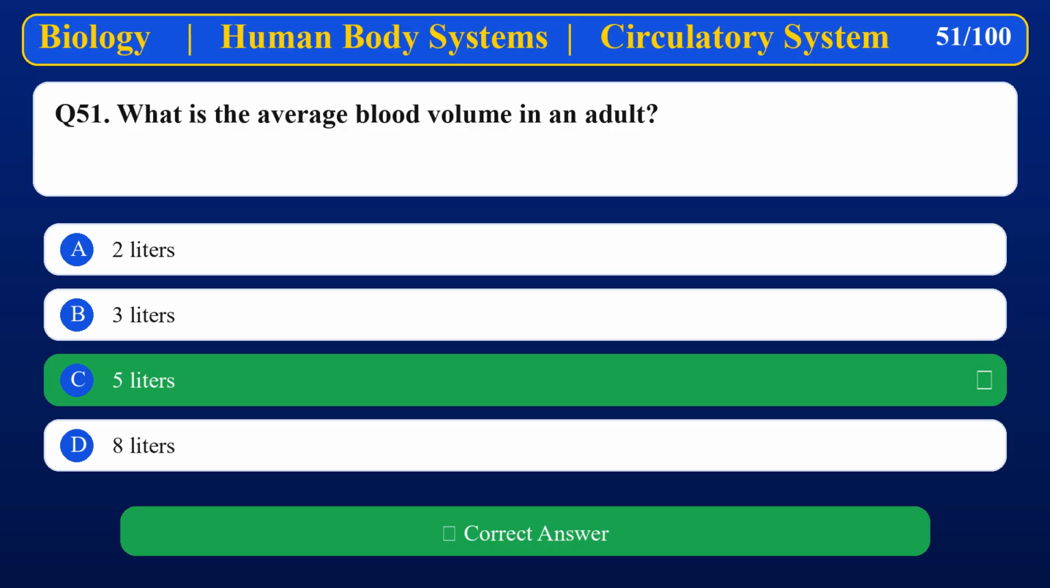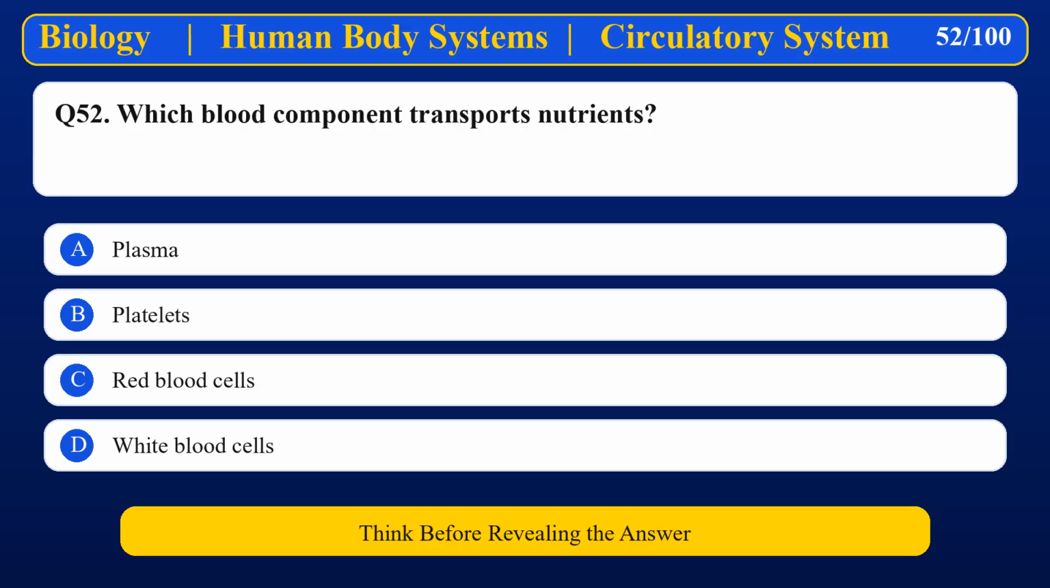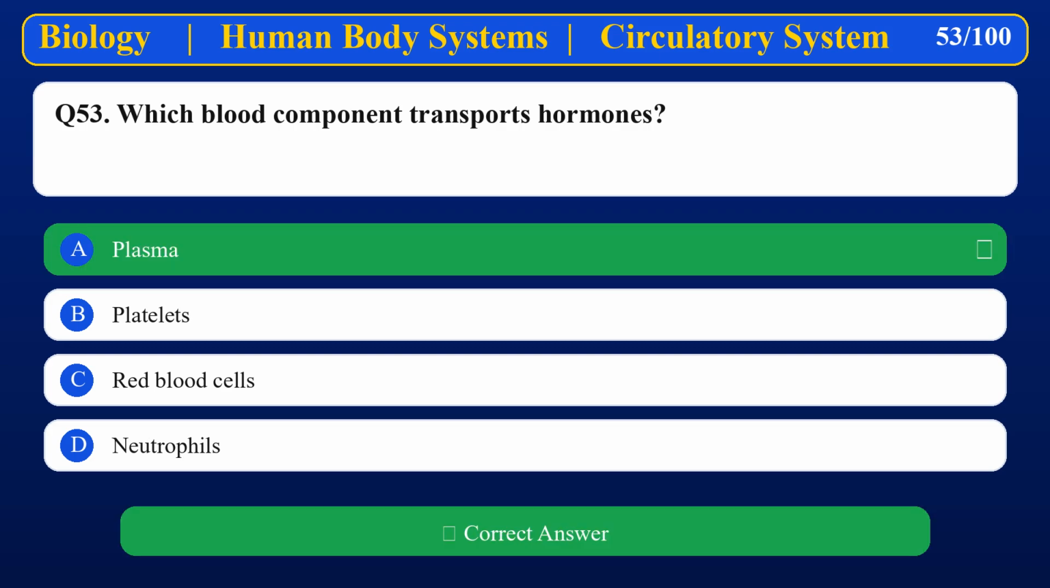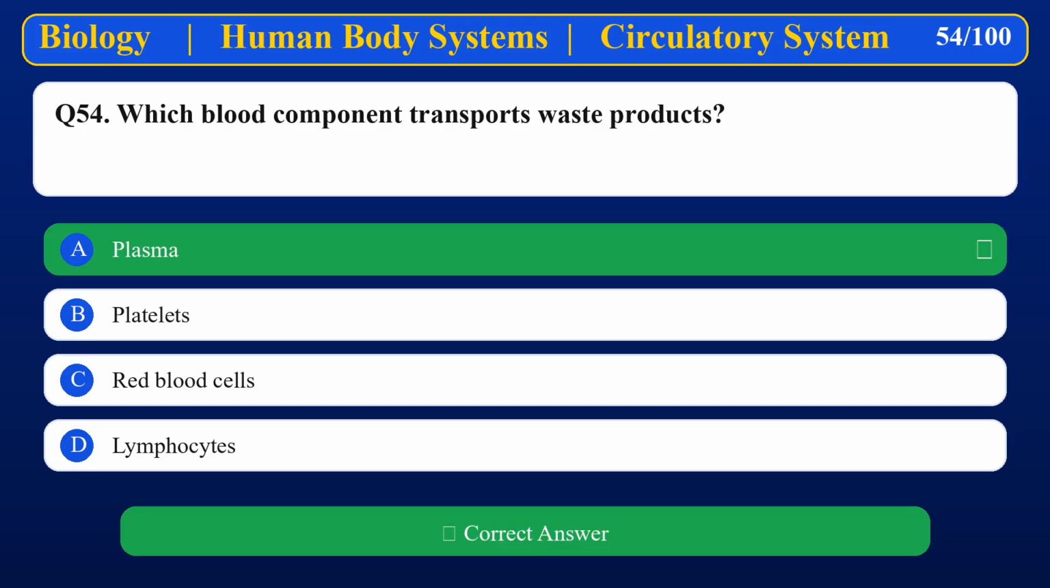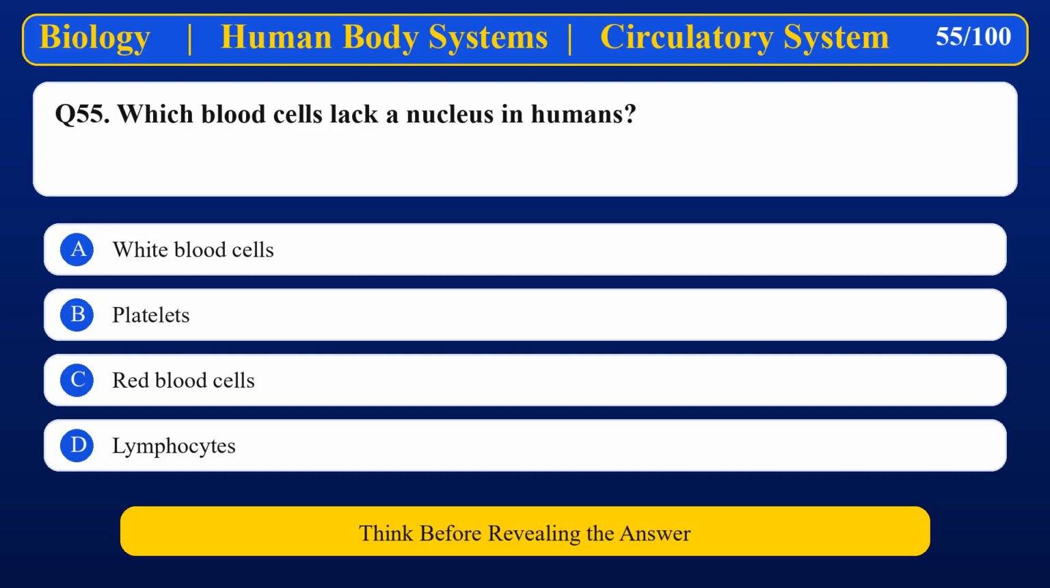5 liters. Which blood component transports nutrients? Plasma. Which blood component transports hormones? Plasma. Which blood component transports waste products? Plasma. Which blood cells lack a nucleus in humans?